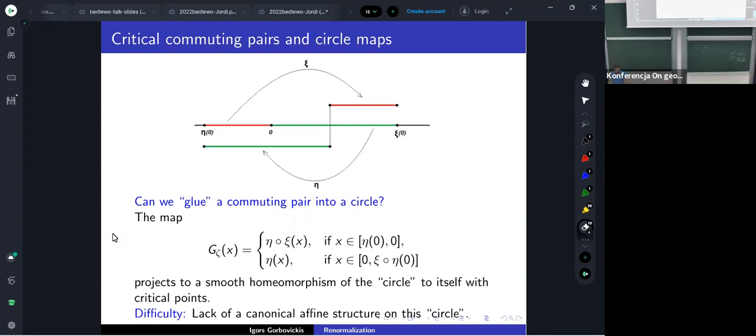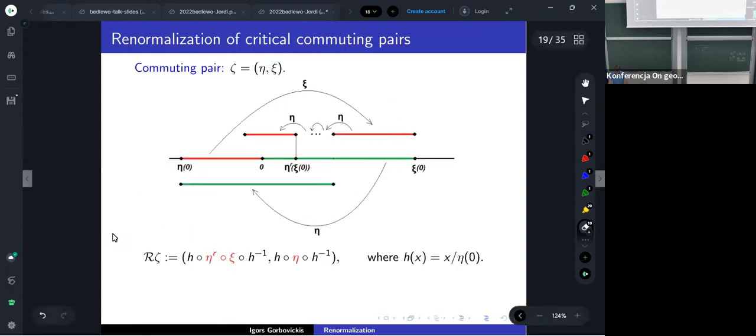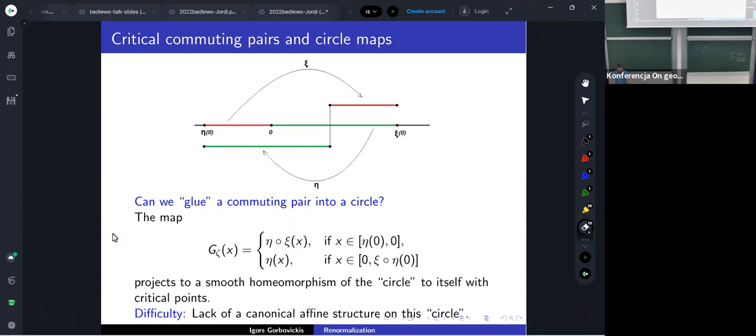And this is a problem, and this is why, at least in the classical theory, people don't glue and work with critical commuting pairs. Well, actually, one good thing that we can still get from this gluing procedure is that we can define the rotation number of a critical commuting pair. It will be the rotation number of the circle map that we obtain by the gluing. Of course, the rotation number is independent of the conjugacy, so it is invariant in the conjugacy class. So that would be a valid definition of the rotation number of a critical commuting pair.